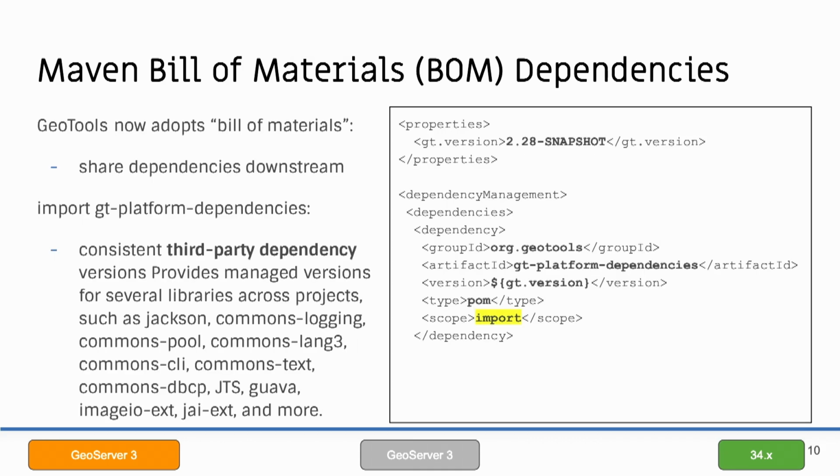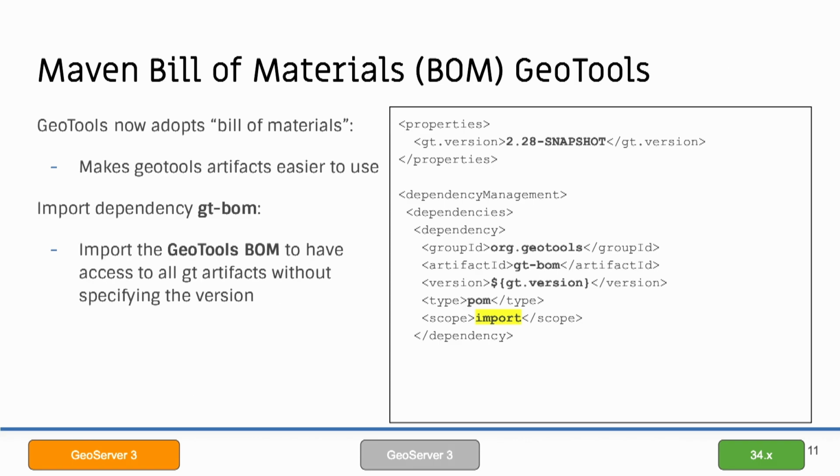Another big change that makes GeoTools easier for folks to use is called the Maven Bill of Materials. So we've got a bill of materials that controls all our third-party dependencies. So it's much easier for you to make use of GeoTools in your project and have like the same version of the Postgres driver that we've tested with. And similarly, we use the bill of materials for GeoTools itself. So it's much easier to use GeoTools and have everything in sync.